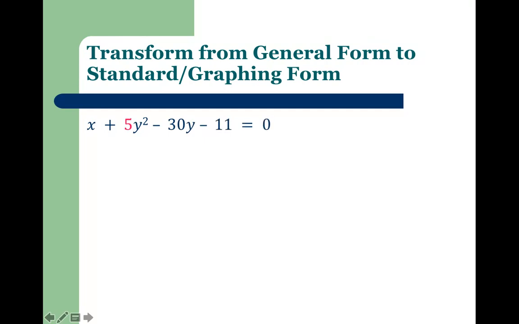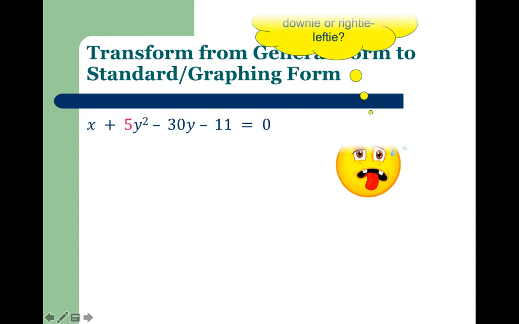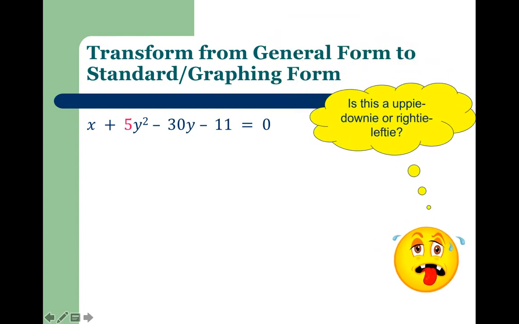So something like this. We've got x plus 5y squared minus 30y minus 11 equals 0. Does this open right? Does this open left? Does this open up? Does this open down? How do we know? Well, what term do you have that's squared? It's my y term that's squared, so I know that it's either right or it's left.